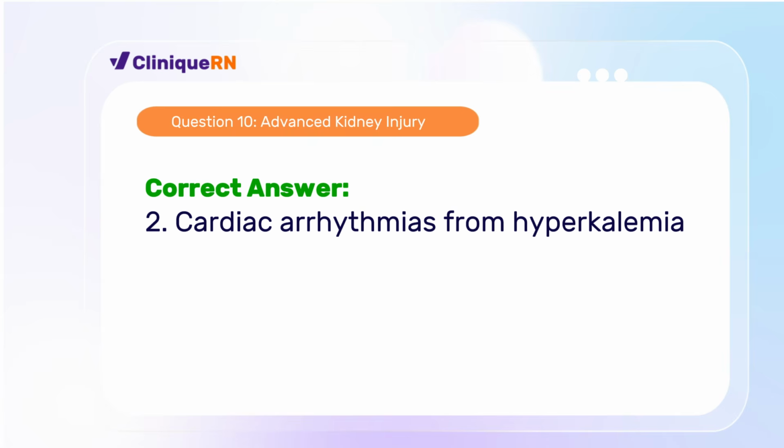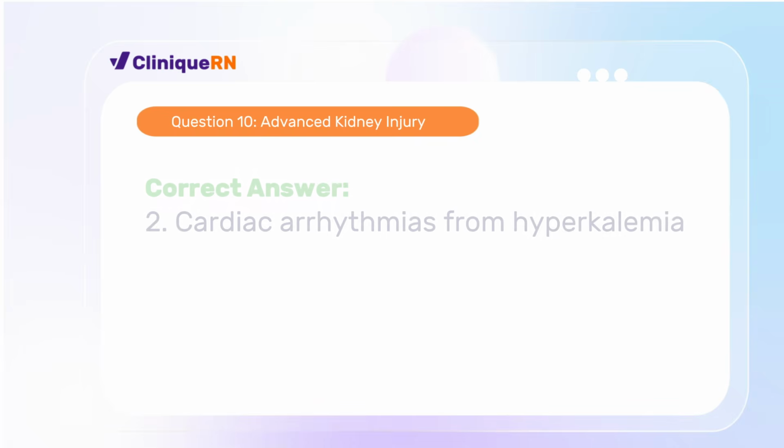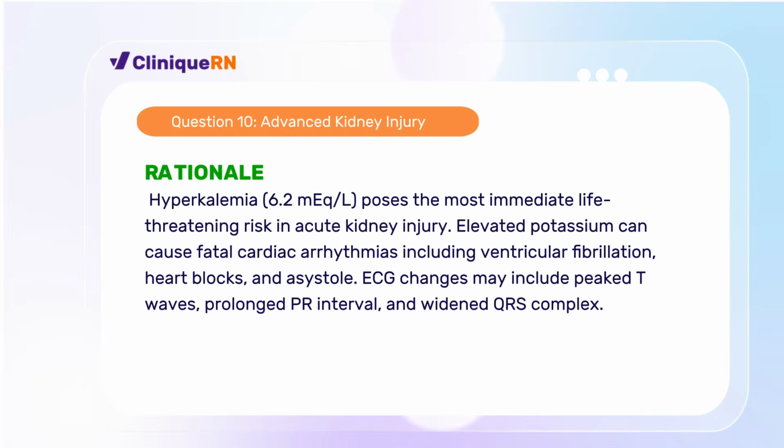The correct answer is 2. Cardiac arrhythmias from hyperkalemia. Rationale: hyperkalemia, 6.2 milliequivalents per liter, poses the most immediate life-threatening risk in acute kidney injury. Elevated potassium can cause fatal cardiac arrhythmias, including ventricular fibrillation, heart blocks, and asystole. ECG changes may include peaked T waves, prolonged PR interval, and widened QRS complex.